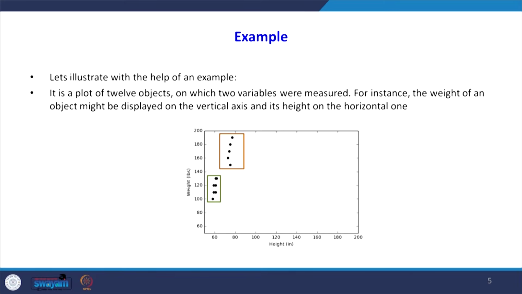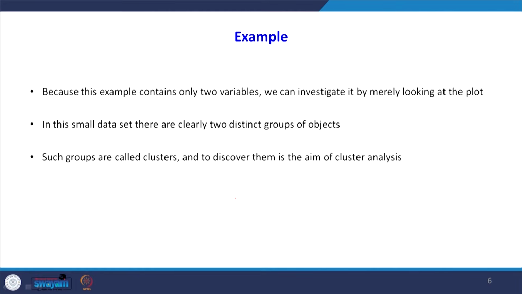We will explain the concept of cluster analysis with the help of an example. It is a plot of 12 objects on which two variables were measured. For instance, the weight of an object might be displayed on the vertical axis and its height on the horizontal axis. When you plot it, it is clearly visible that you are able to form two clusters. With respect to height, you see that these are the different weights. With respect to another height, this 60 is one type of height and the second, 80, is another type of height. We are able to cluster it.